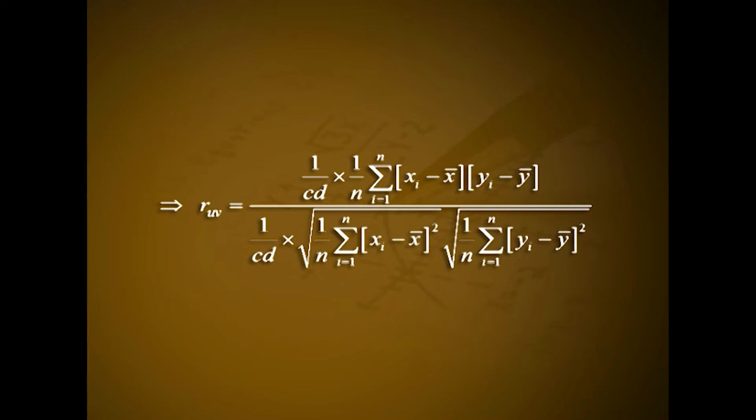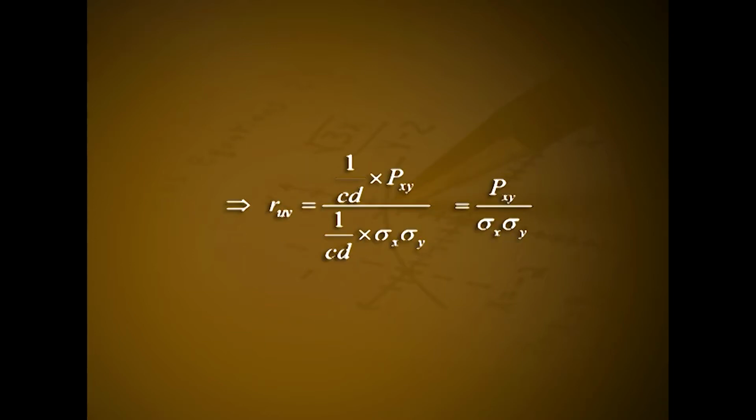i from 1 to n (xi minus x bar) into (yi minus y bar) divided by 1 by c into d into square root of 1 by n summation over i from 1 to n (xi minus x bar) whole square into square root of 1 by n summation over i from 1 to n (yi minus y bar) the whole square. This implies r_uv equal to 1 by cd into p_xy divided by 1 by cd into sigma x into sigma y. That is equal to p_xy divided by sigma x into sigma y. This implies r_uv equal to r_xy.